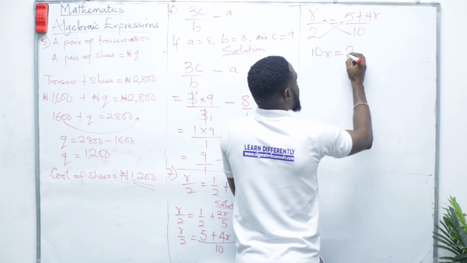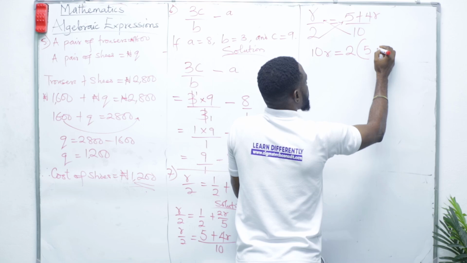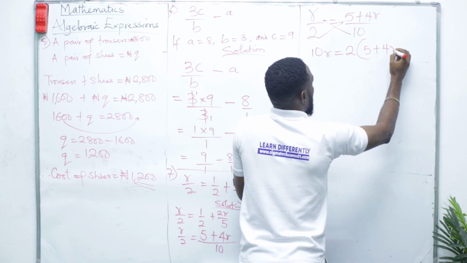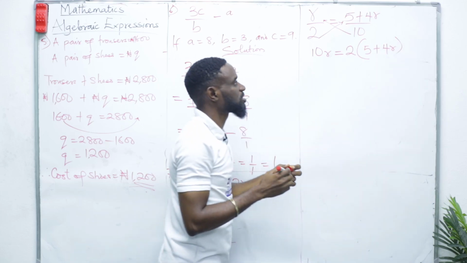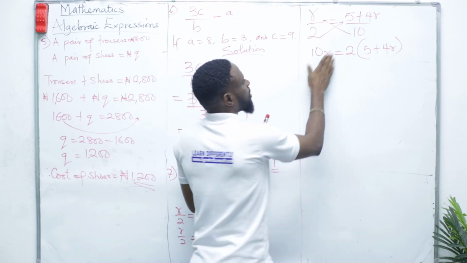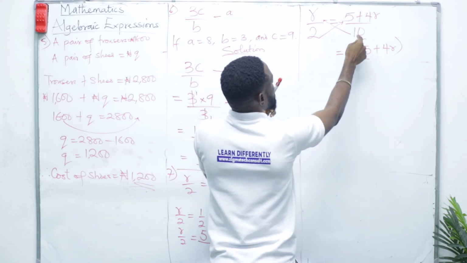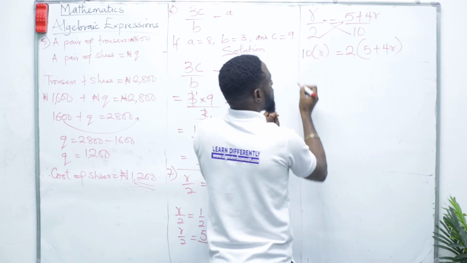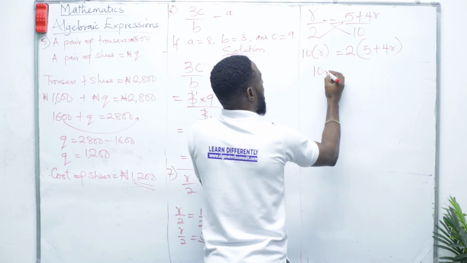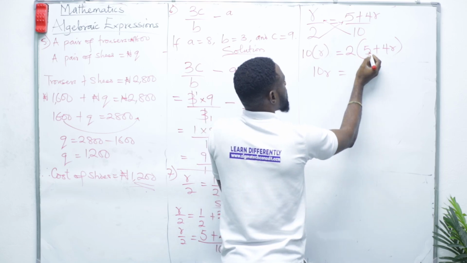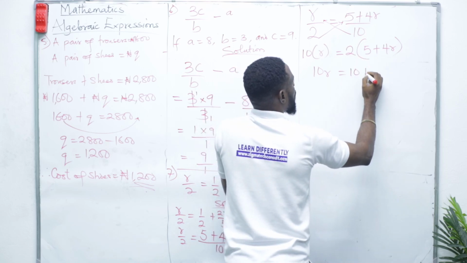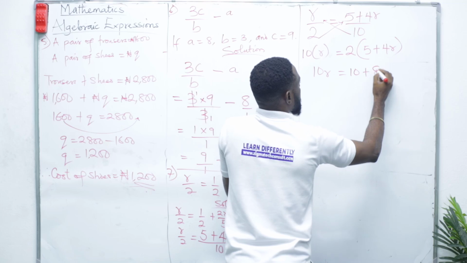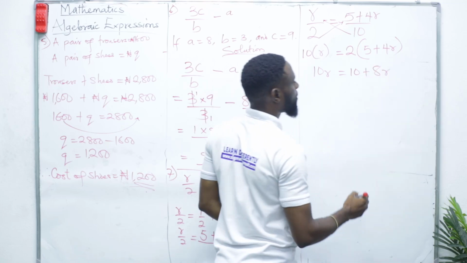Now, these 2 now will multiply 5 plus 4r. That is what it means. Okay, let's even have it as this one will multiply 10 multiply r to give us 10r. Then here will give us 2 times 5 is 10 plus 2 times 4r, 8r. Are you with me now?